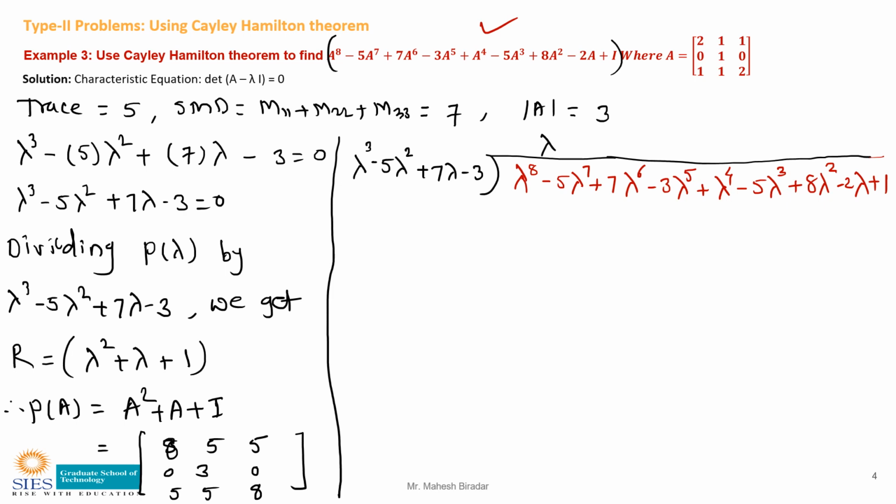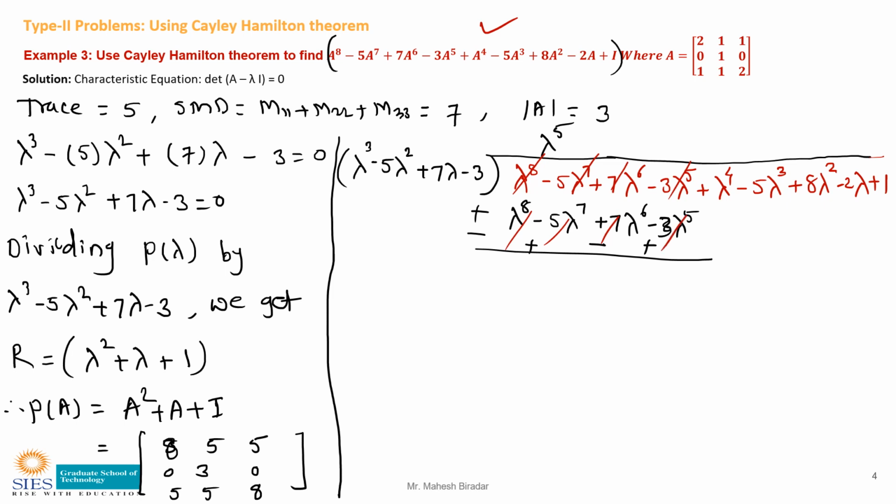Okay. So here in the dividend, we have to take lambda raised to 5, and you can multiply with all the terms. So here lambda raised to 8 minus 5 lambda raised to 7 plus 7 lambda raised to 6 minus 3 lambda raised to 5. Then you change the sign and add here. So all the terms get cancelled, because they have opposite sign. So what is left now is lambda raised to 4 minus 5 lambda cube plus 8 lambda square minus 2 lambda plus 1. The remaining terms I have written here.